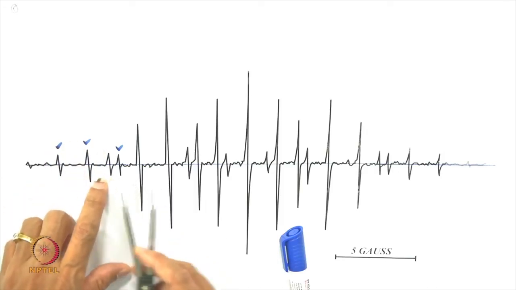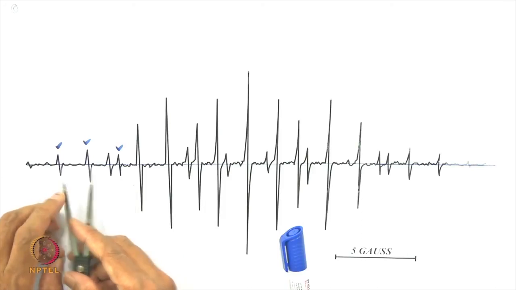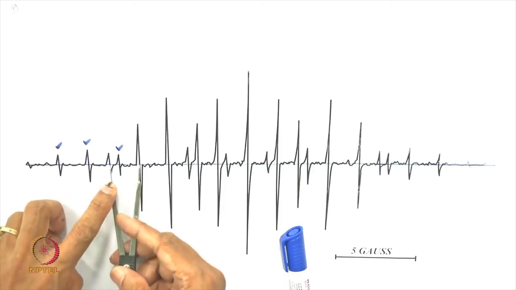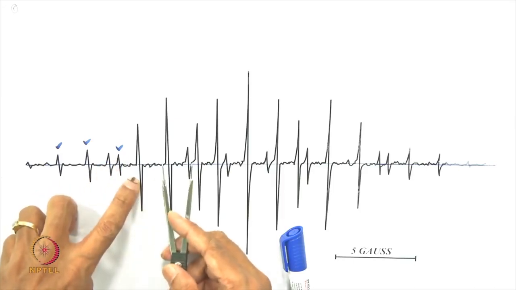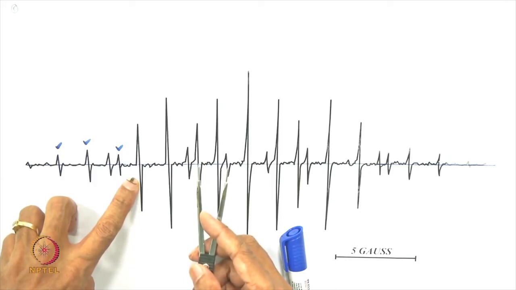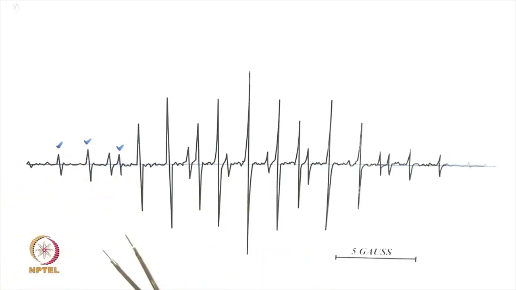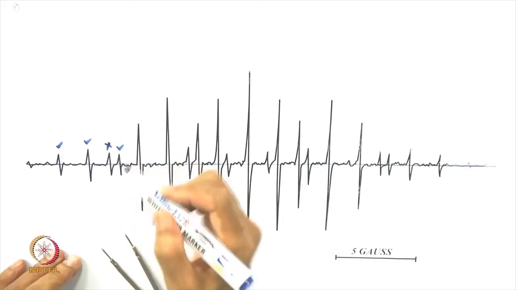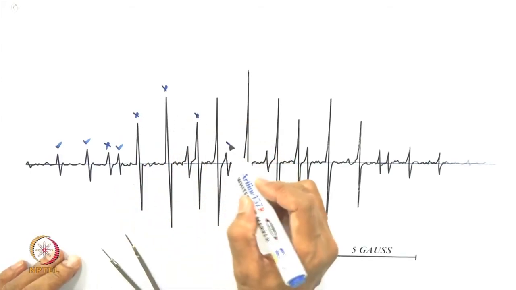So, this is the line here. See, this is the gap, or the hyperfine coupling constant. So, we start from here and measure the same. So, you see, it is of course matching with this. So, this and this and this, this and this. So, now we have got 5 lines. Earlier this group had 3 lines. So, let us mark them as this, this, this, this and this.